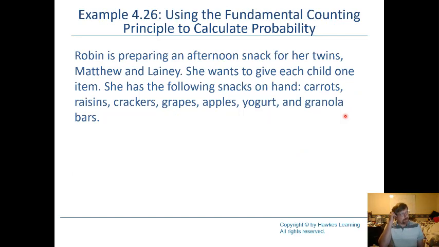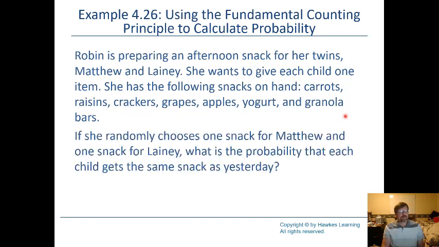Okay. Robin is preparing snacks for her twins, Matthew and Lainey, and she wants to give each child 1 item, and she has carrots, raisins, crackers, grapes, apples, yogurt, and granola bars on hand. If she randomly chooses 1 snack for each child, what is the probability that each child gets the same snack as yesterday?